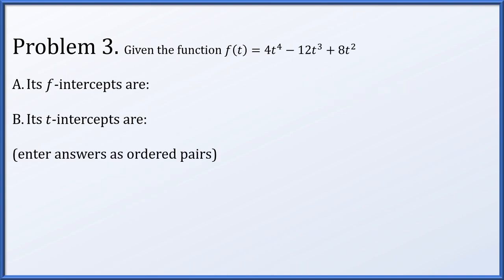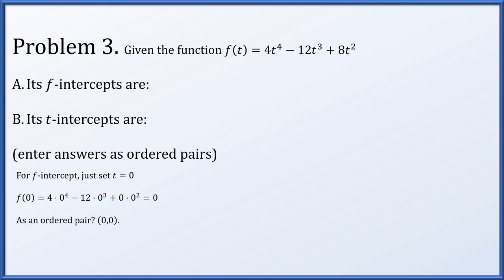Moving on to problem 3, we have the function f of t equals 4t to the 4th minus 12t cubed plus 8t squared. We're going to be asked to find both the f-intercepts and t-intercepts and present them as ordered pairs. Now for the f-intercept, we simply need to set t equal to 0. We compute f of 0, we get out 0, so we plugged in 0, we got out 0, that's the ordered pair, 0, 0. For t-intercepts, however, we're going to set f equal to 0.